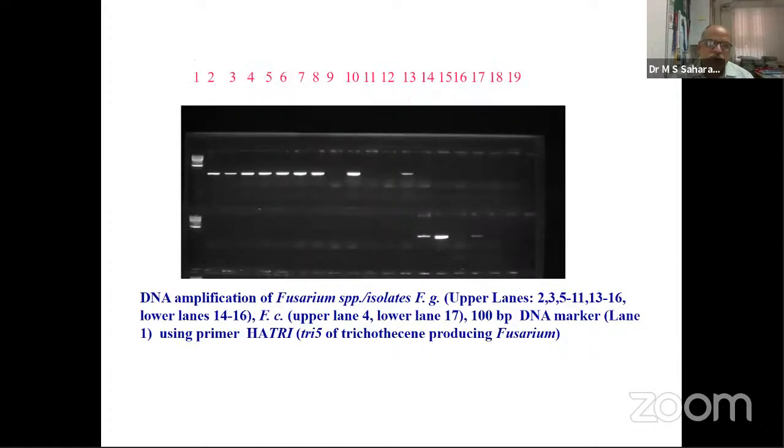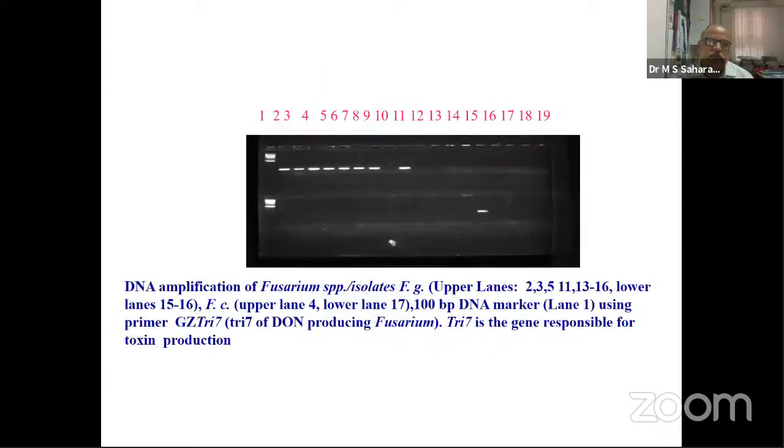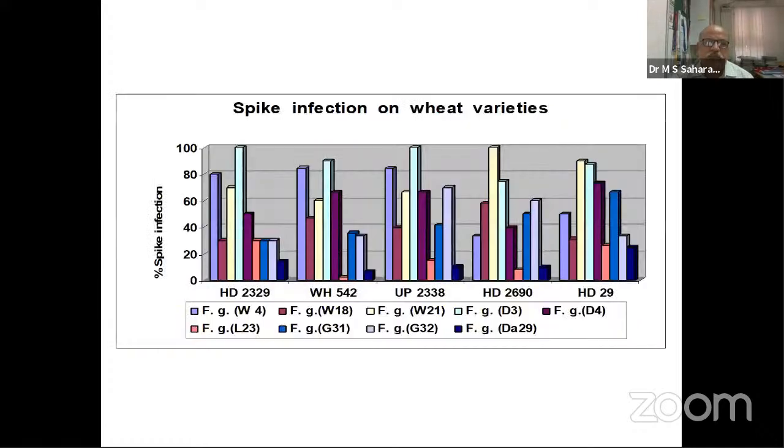In our isolates, using HA Tri and GJ Tri, we could see that these genes are present in some isolates of Fusarium graminearum. These are the isolates from Wellington, where the gene is present, and it is a matter of the environment whether the toxin is produced or not. Likewise, for GZ3 also, there was amplification with the Indian Wellington isolates.